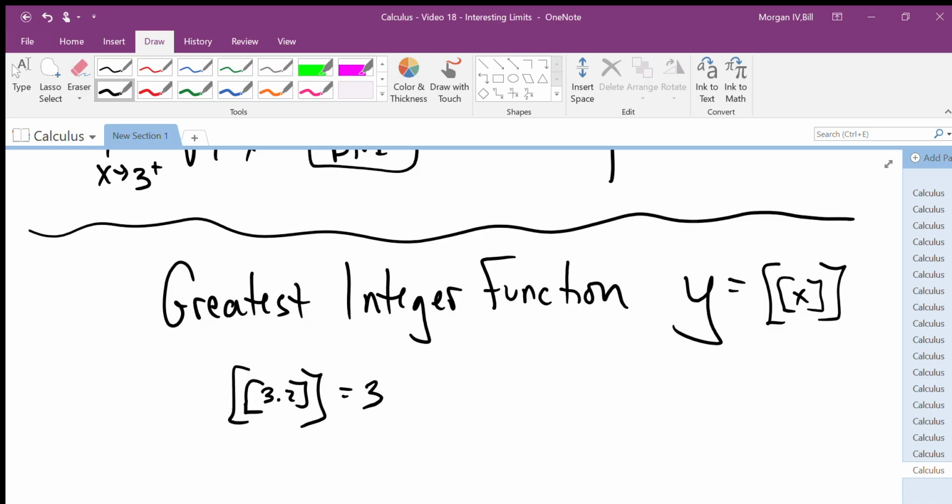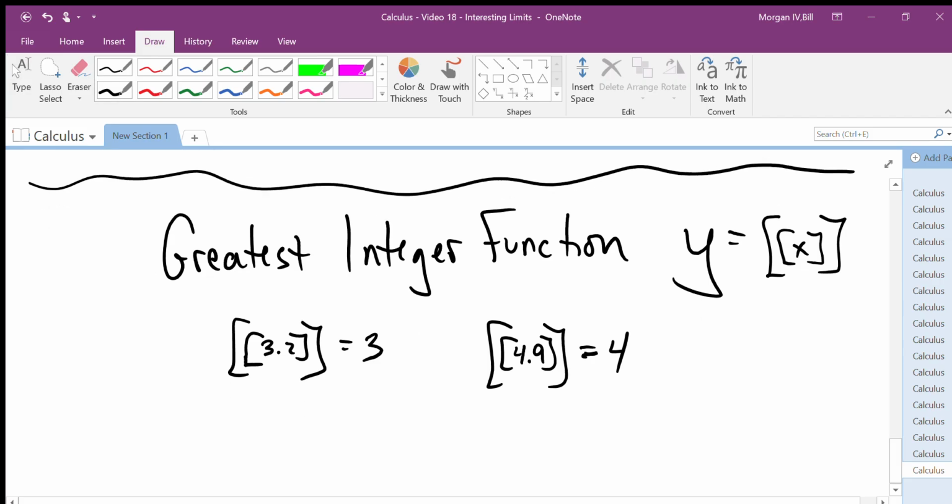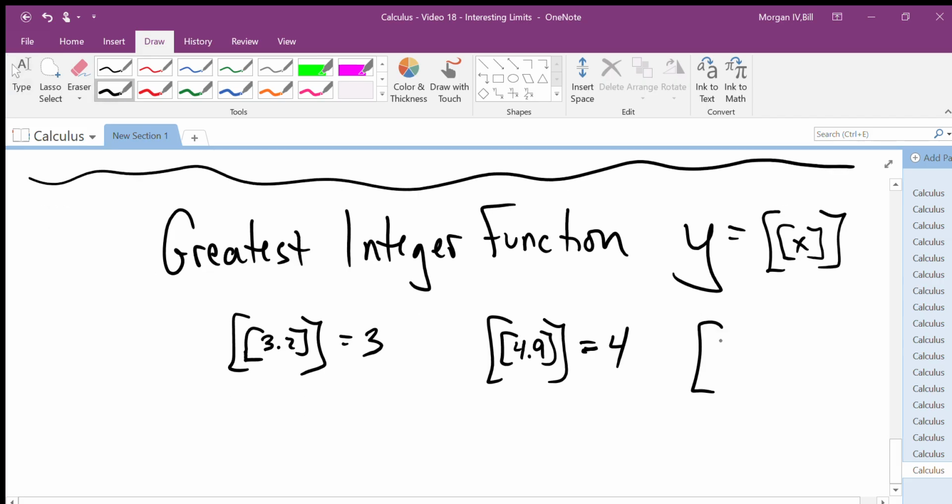That would be 3. What is the greatest integer that is less than or equal to 4.9? We don't round to 5. We say that 4 is the greatest integer that is less than or equal to 4.9. What if you have like 7? And it is an integer itself. The greatest integer less than or equal to 7 is itself, 7.